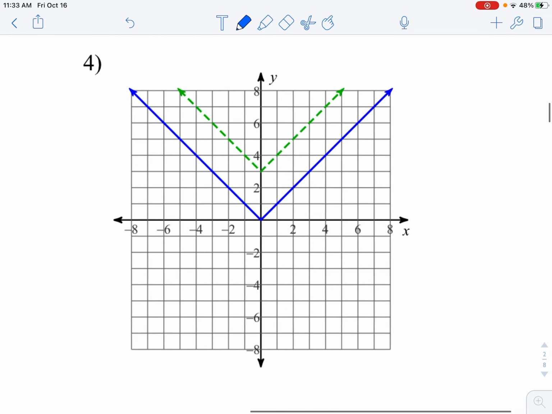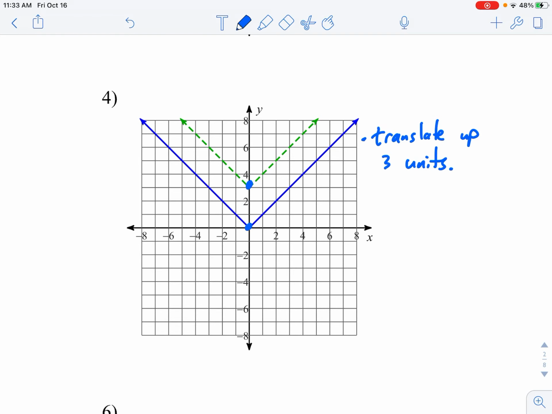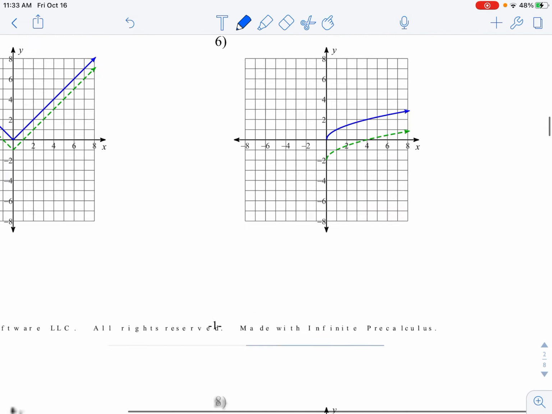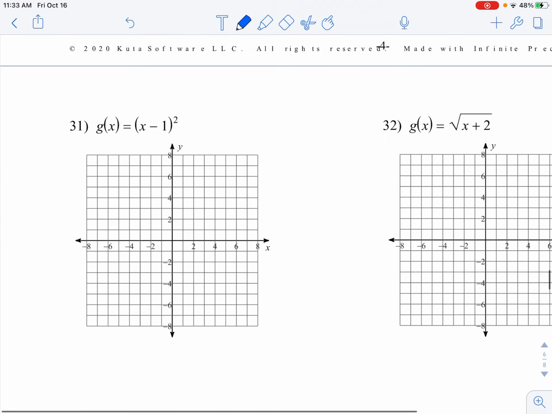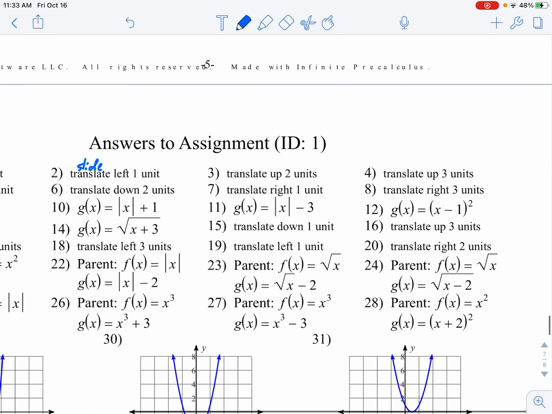So translate up 3 units. Okay, I'm not going to rewrite this answer 3-4 different ways just to show you the options. So hopefully you understand there's more than one way to phrase your answer. Translate up 3 units. Let's check number 4 and see if that is indeed what it says. And there it is. Translate up 3 units. Number 6.